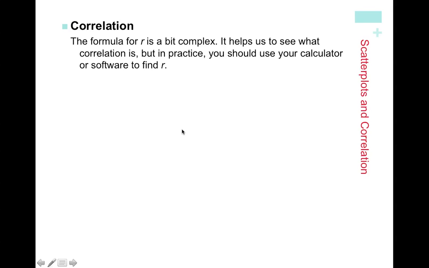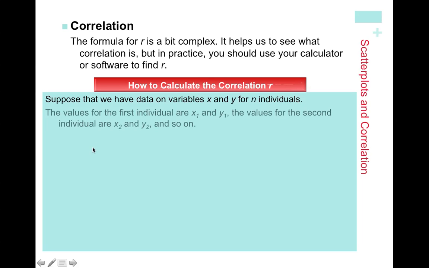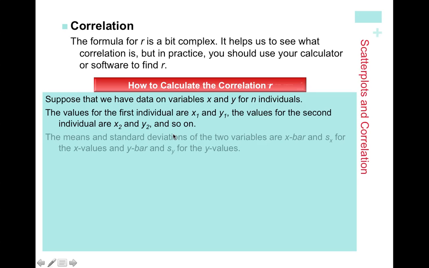So how do we find the correlation? What's the formula for calculating R? Most of the time, we're going to use our calculator for this, but it's useful to see where it's coming from. So if we have data on two variables, x and y, for n individuals, the values for the first individual are x1, y1. That's the ordered pair for that person. The second individual are x2, y2, another ordered pair.